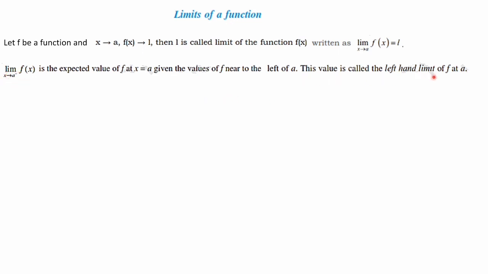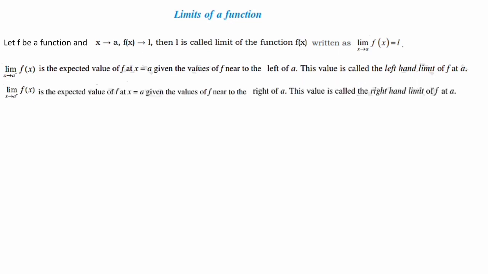And limit x tends to a plus of f of x is the expected value of f at x is equal to a, given the values of f near to the right of a. In the previous slide, we substituted the values from 1.5 toward 1, that is the right side values of 1. This value is called the right hand limit of f at a. So when we talk about limits, there are two kinds: one is the left hand limit at a, mentioned as a minus, and the other is the right hand limit of f at a, that is a plus.